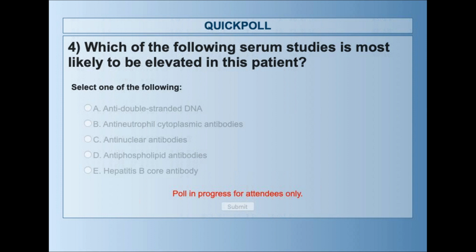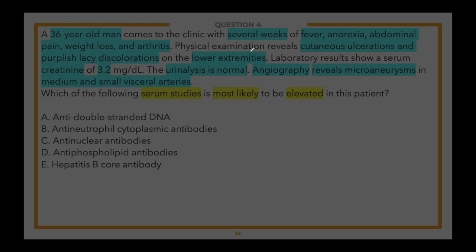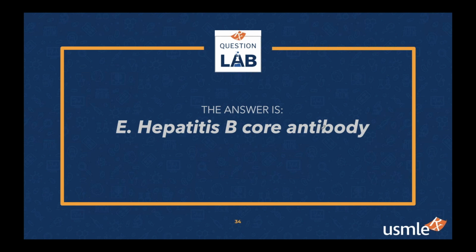We'll give all of you a few moments here to respond. And as always, we'll go over the correct and incorrect answer choices. All right, a few more moments here. I see the responses coming in. Let's take a look and see what you selected. Looks like 41% of you selected anti-neutrophil cytoplasmic antibodies. And in second place with 22%, we had hepatitis B core antibody. Let's take a look and see what the correct answer is. And the correct answer is E, hepatitis B core antibodies, and 22% of you got it right.